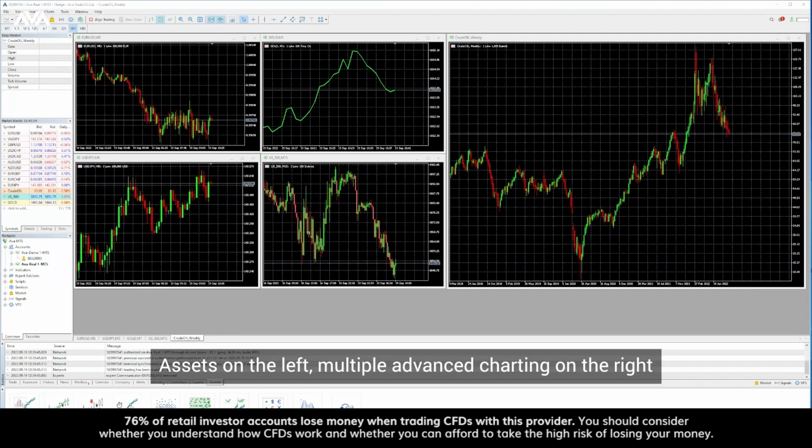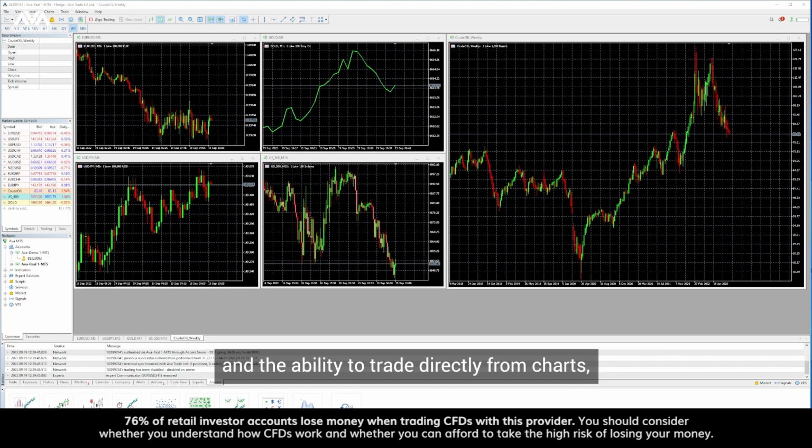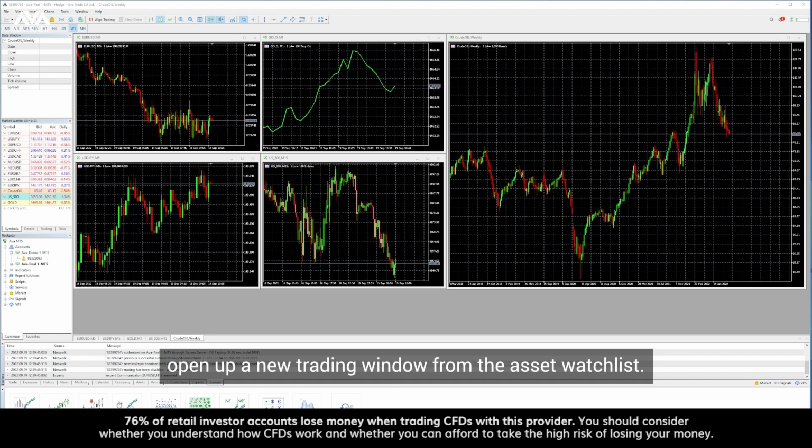Assets on the left, multiple advanced charting on the right, and the ability to trade directly from charts, or open up a new trading window from the asset watch list.